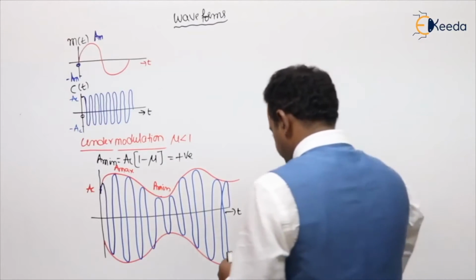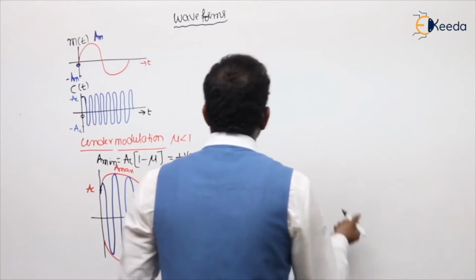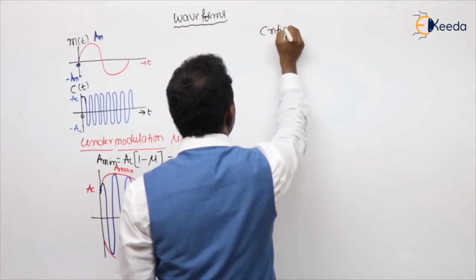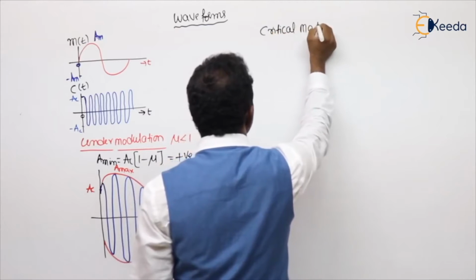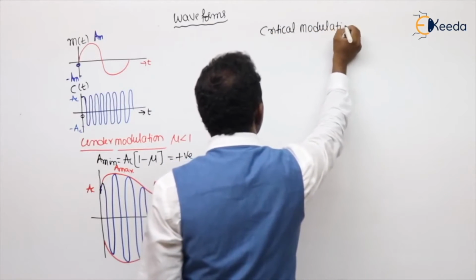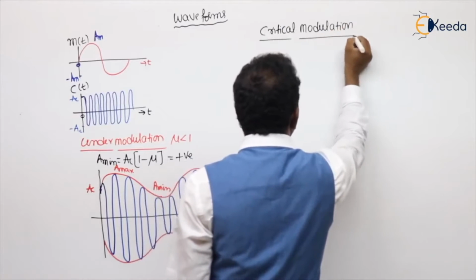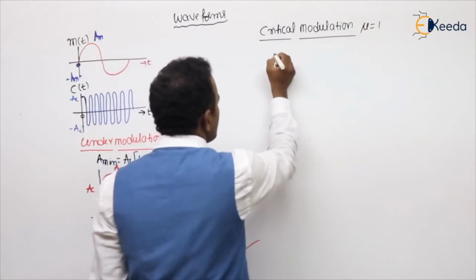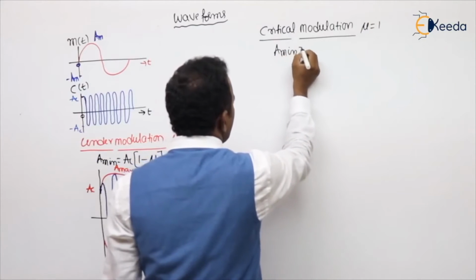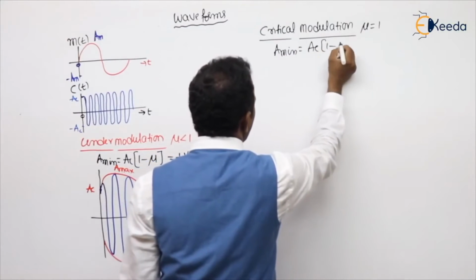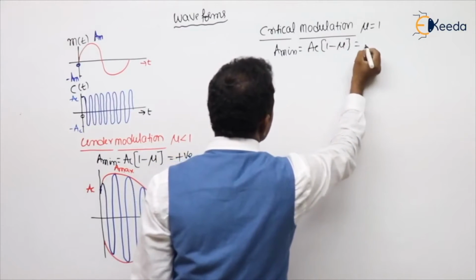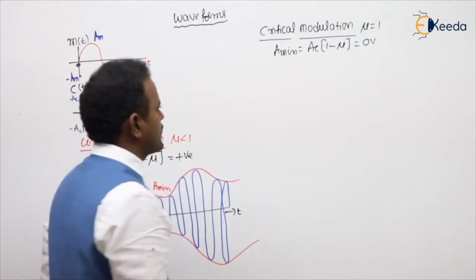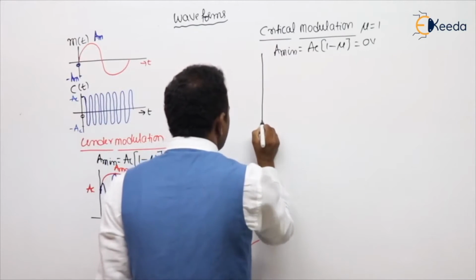Now I am writing the waveform of a AM signal in the second situation, that is critical modulation. Critical modulation means what is the mu value? 1. Mu value is 1 means what is the A minimum value? A minimum value is AC into 1 minus mu. Mu value is 1 means A minimum is 0. Means A minimum is touching the x-axis. Let's see the waveforms.